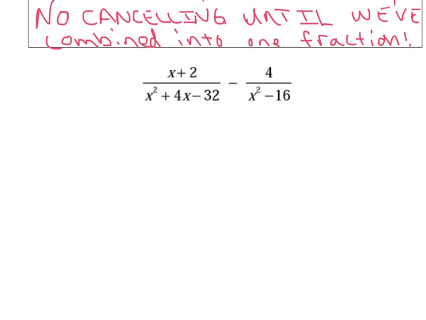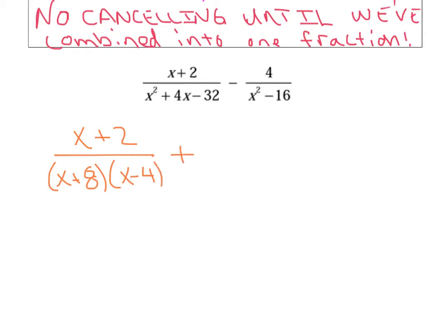And again, I cannot determine what the LCD is until I first have it factored completely. So I'm going to go ahead, and it looks like the first denominator factors into x plus 8, and what's that going to be? x minus 4. So they had different signs. The 8 was the bigger one. And I'm going to change this operation to addition, and I'm going to distribute the negative through the second numerator. So I've got negative 4 I'm working with. And I've got a difference of two perfect squares, x plus 4, x minus 4.